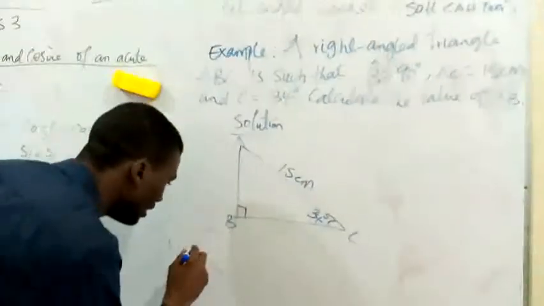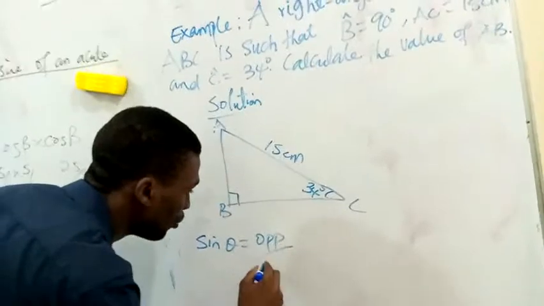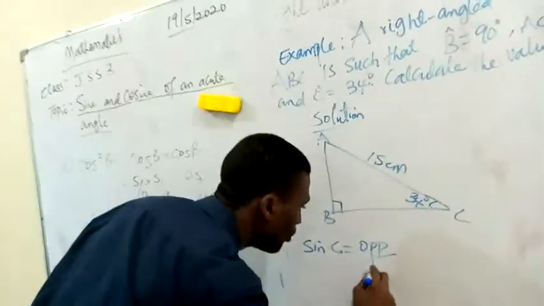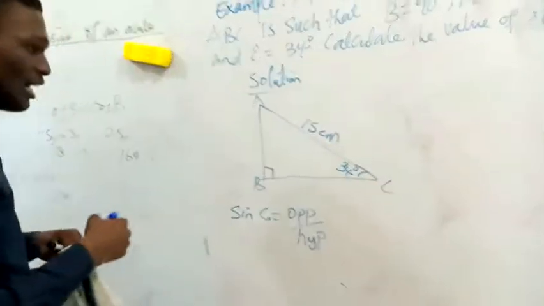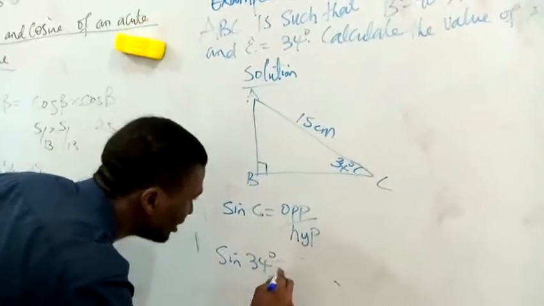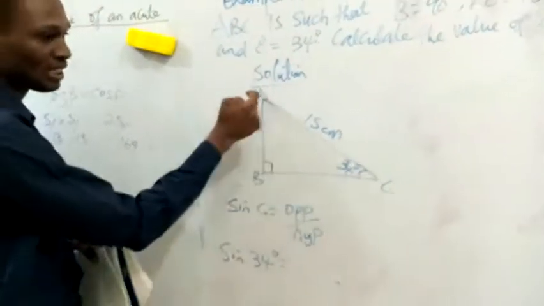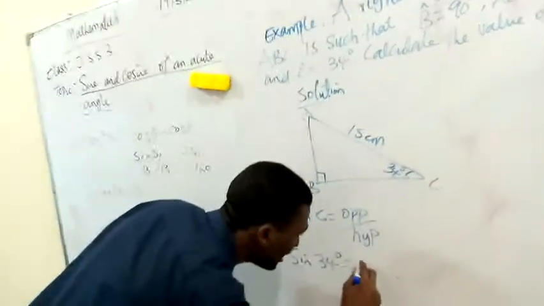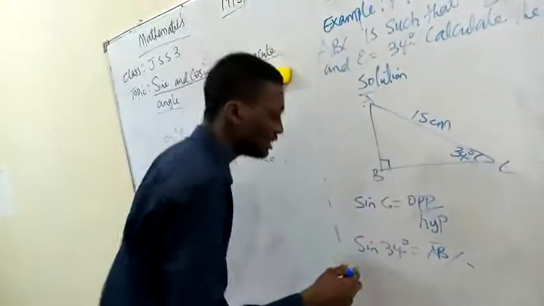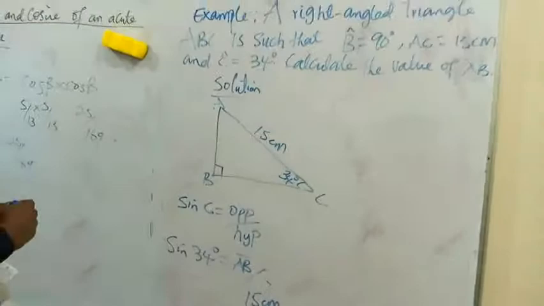So we first establish that sine theta is opposite all over hypotenuse. I call it sine C, since we are dealing with angle C. Now, C is 34, so we have sine 34 degrees is opposite, which is line AB. We have our 34 degrees here, and the side opposite is line AB. So we have line AB all over our hypotenuse, which is 15 cm.